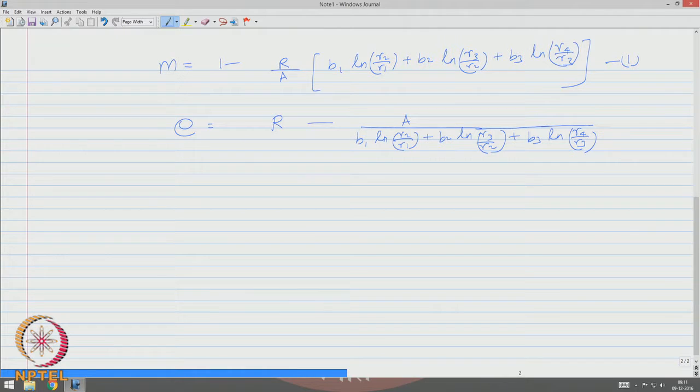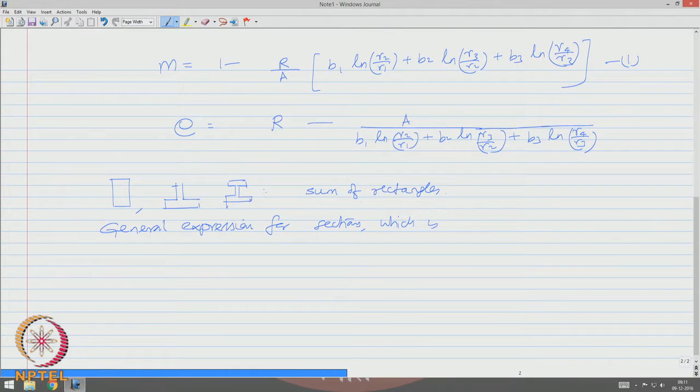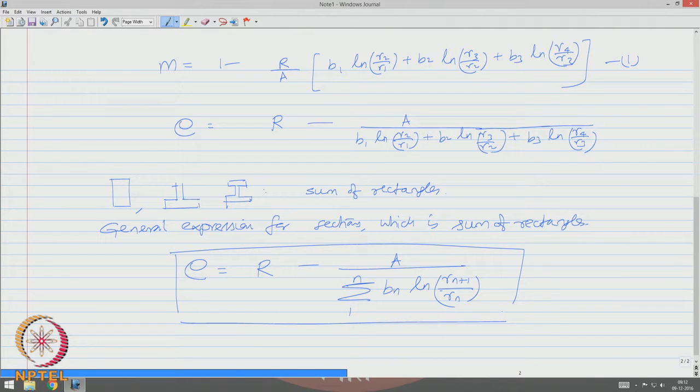So, now we have got different sections, that is pure rectangular, a T section, an I section, which are actually sum of rectangles. So, one can now have a very general expression for sections which is sum of rectangles. E in that case will be R minus A by summation of 1 to n B n natural logarithm R n plus 1 by R n. So, that is the general expression we have for E. Once I know E, I can always find M.